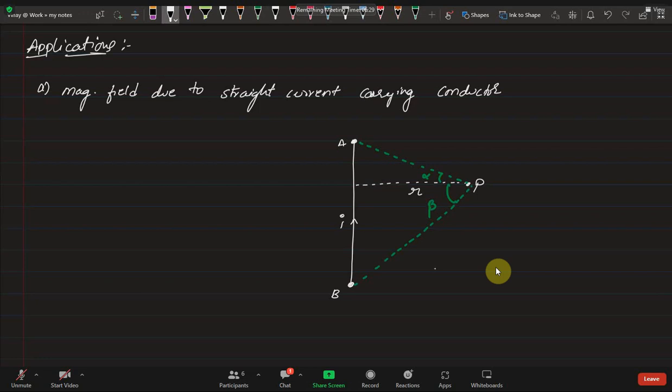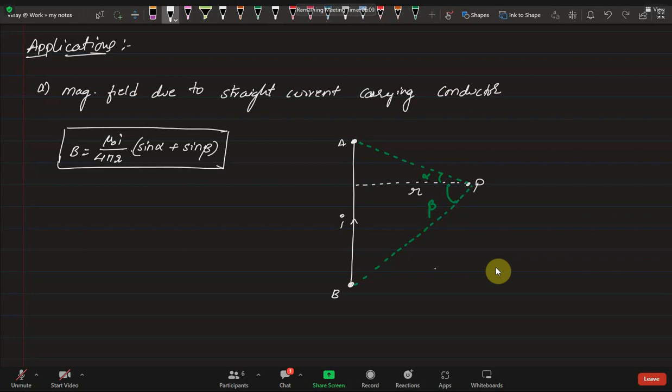Then what is the formula for magnetic field due to the conductor? B is equal to mu naught I by 4 pi R into sine alpha plus sine beta. This is the formula. This is the expression for magnetic field due to a current carrying conductor: mu naught I by 4 pi R into sine alpha plus sine beta.